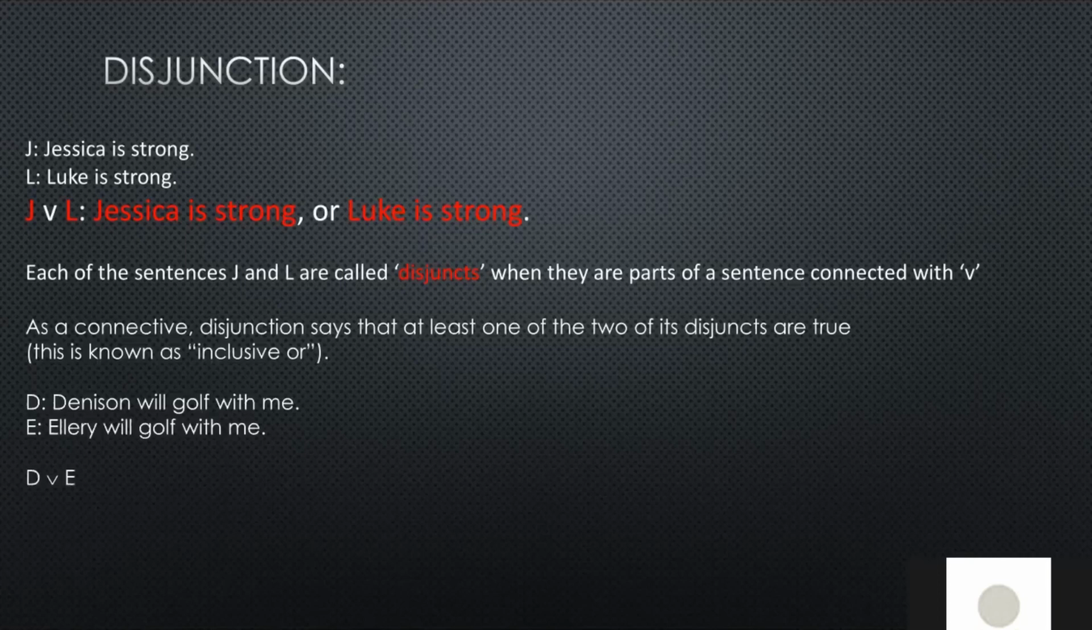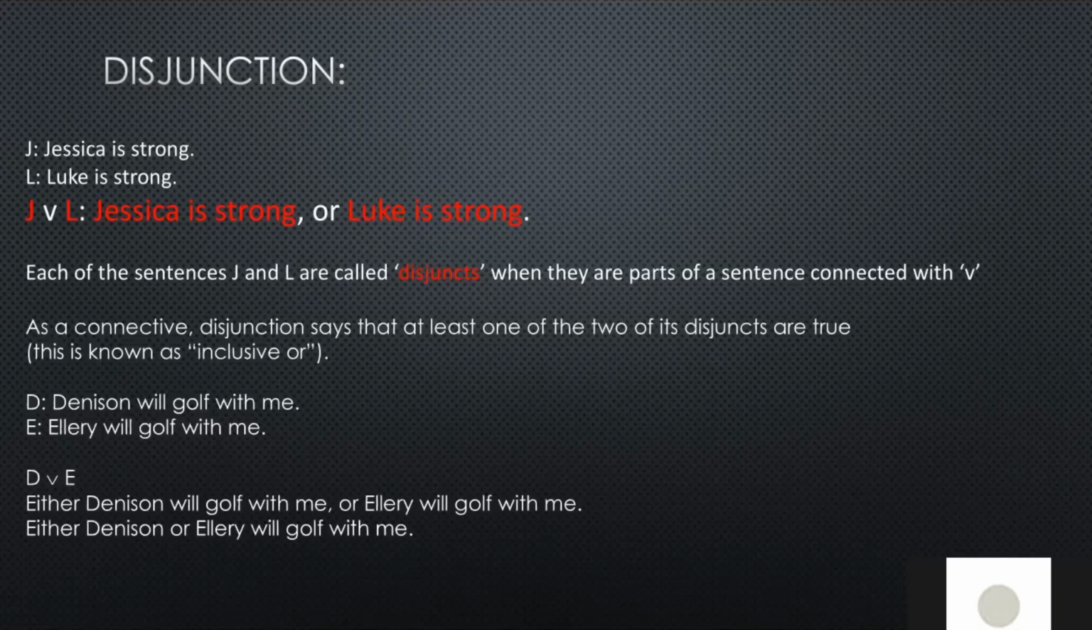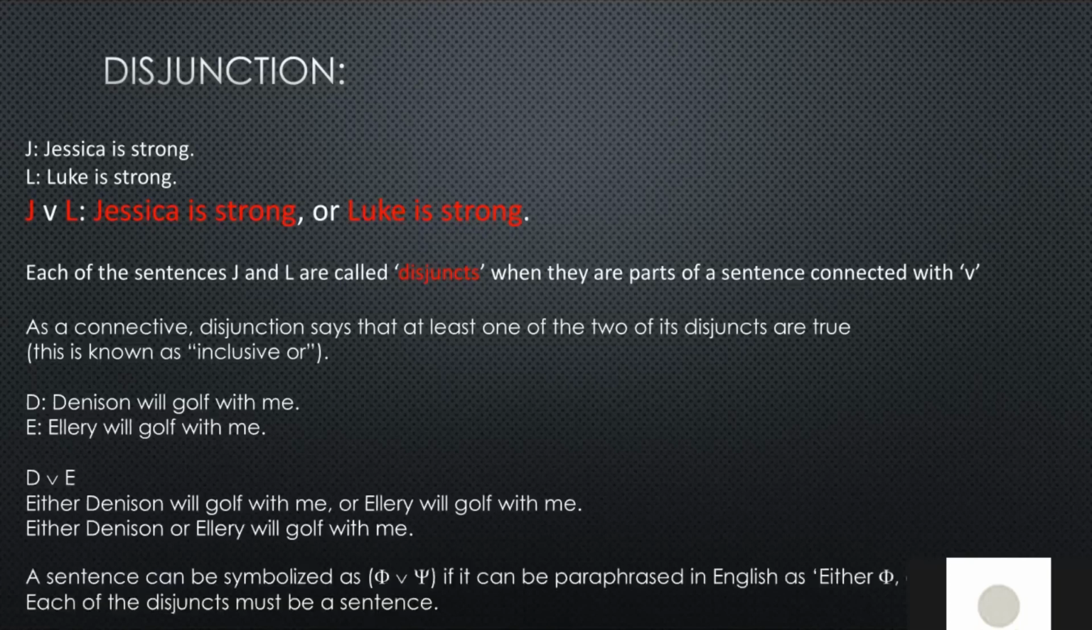So we have the sentence D or E. Either Dennison will golf with me or Ellery will golf with me. Either Dennison or Ellery will golf with me. Both of these can be symbolized in the same way using this disjunction. A sentence can be symbolized as phi or psi if it can be paraphrased in English as either phi or psi. And both of these can be paraphrased in that way. So both of these can be translated to D or E.